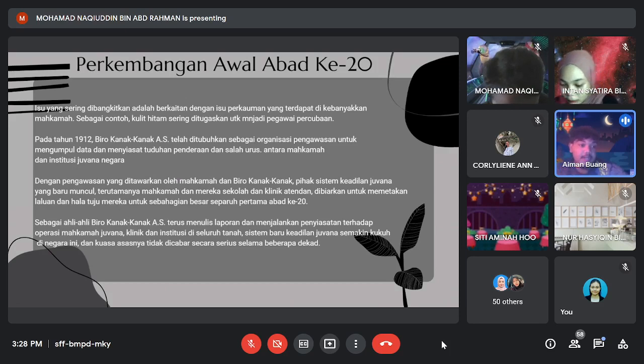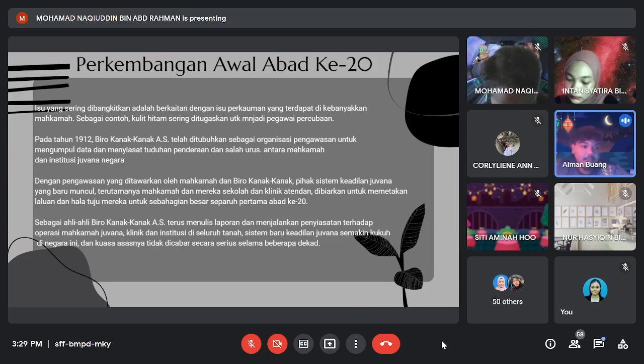Dengan pengawasan yang ditawarkan oleh mahkamah dan Biro Kanak-Kanak, pihak sistem keadilan juvenile yang baru muncul, terutamanya mahkamah dan sekolah dan klinik attendant dibiarkan untuk memetakan laluan dan hala tuju mereka sebagai sebahagian besar separuh pertama abad ke-20. Maka dia nak cakap kat sini hasil daripada pengawasan yang ditawarkan oleh mahkamah dan biro kanak-kanak itu, maka tertubuhlah beberapa sekolah dan klinik attendant untuk juvenile punya pesalah lah kan.